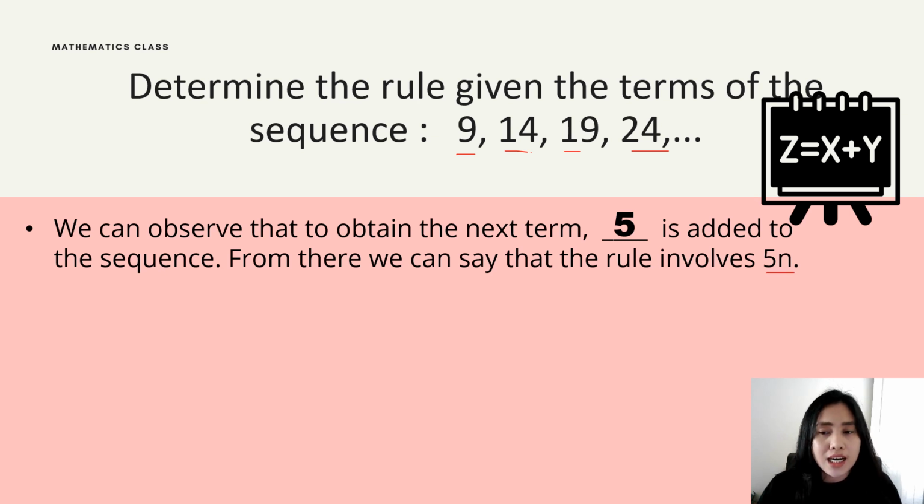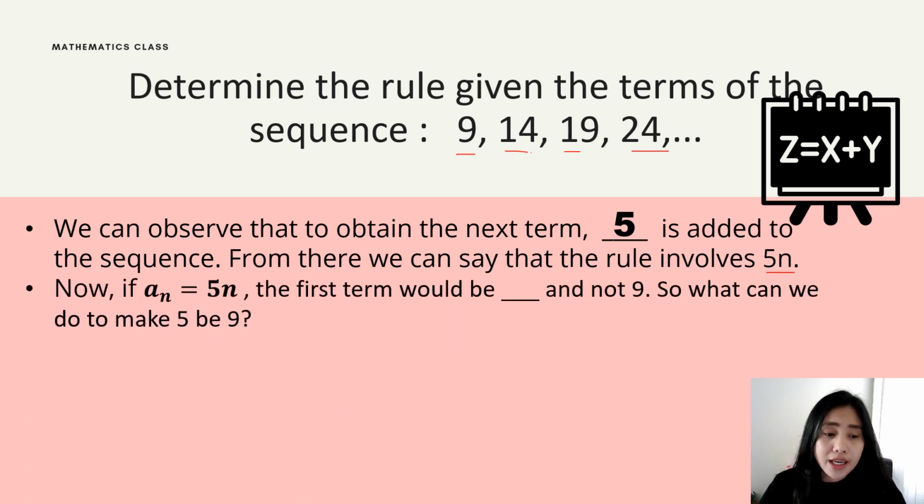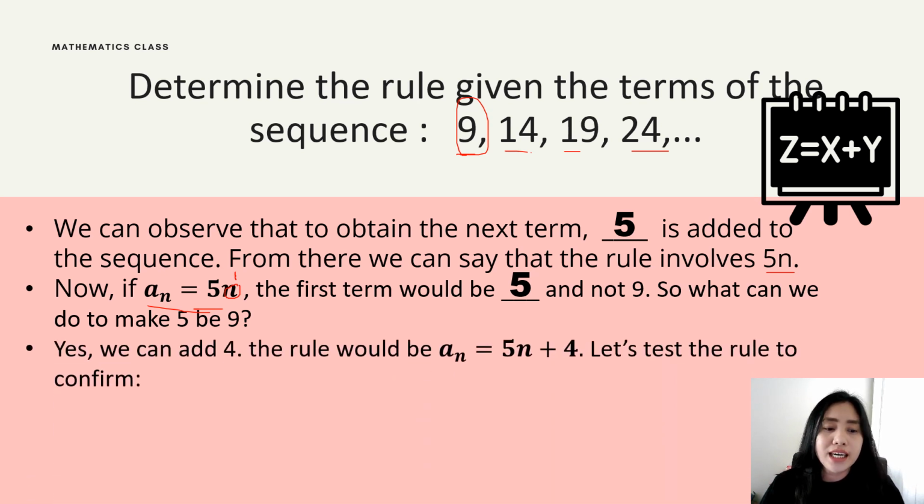So, yun na yung pinaka-technique natin. Since each term are added by 5, meron na tayong basic na pattern na 5n. Now, if a sub n is equal to 5n, replacing n by 1 to get the first term, 5 times 1 will be equal to 5 only, and not 9. And our first term here is 9. So, what can we do to make 5 be 9? Yes, we can add 4. So, the rule would be a sub n equals 5n plus 4.